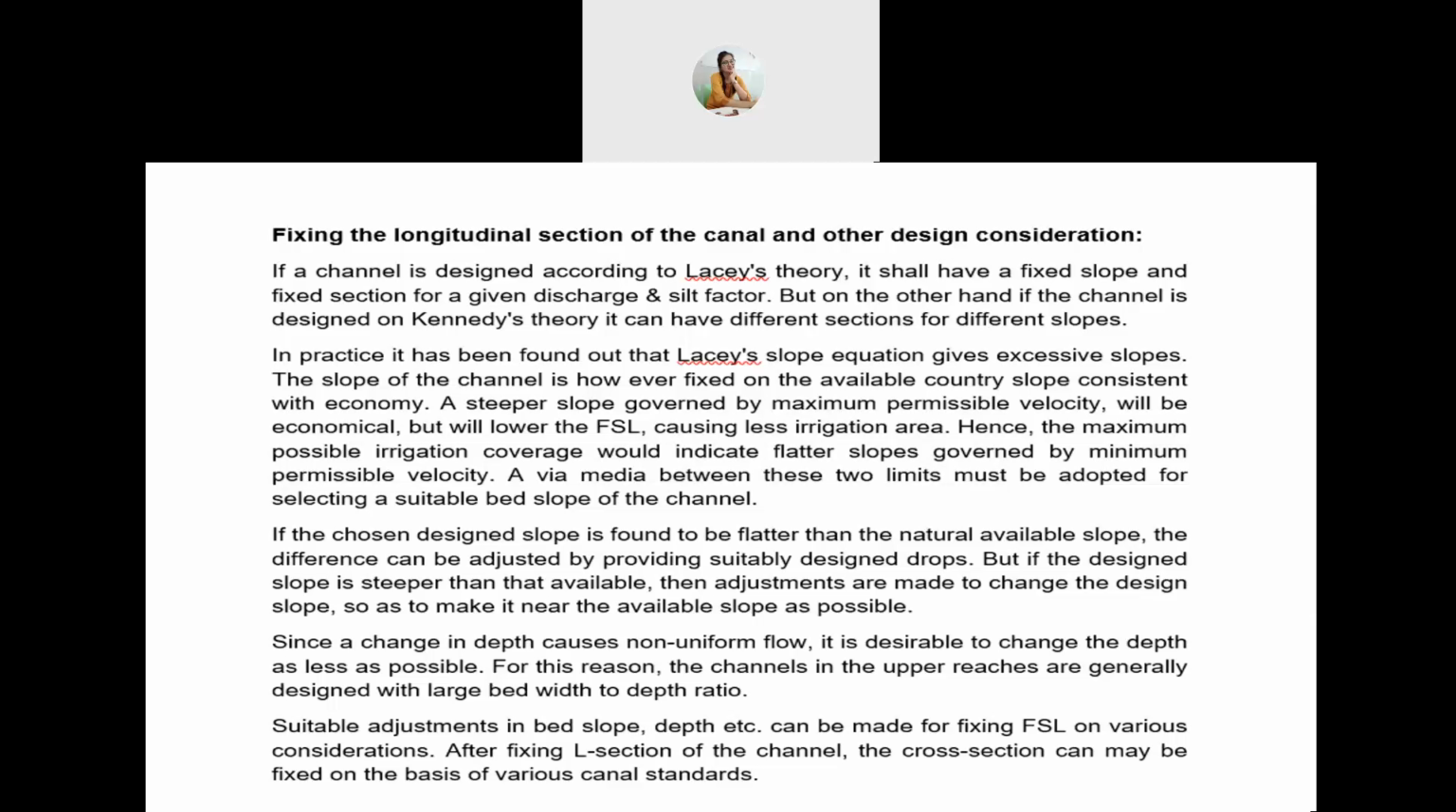But if the design slope is steeper than the available slope, then adjustments are made to change the design slope so as to make it as near the available slope as possible. Since a change in depth causes non-uniform flow, it is desirable to change the depth as little as possible. For this reason, the channels in the upper reaches are generally designed with a large bed width to depth ratio. Suitable adjustments in bed slope, depth, etc. can be made for fixing FSL on various considerations. After fixing the L section of the channel, the cross section may be fixed on the basis of various canal standards.